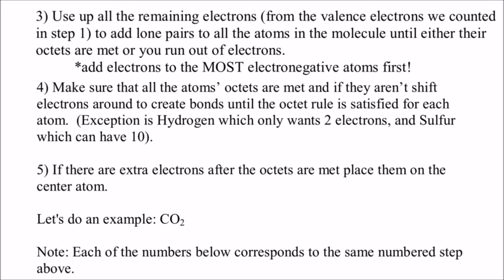Alright, so that was step 3, just if you're following along here. We used up all the remaining electrons until we ran out, and we did it by adding electrons to the most electronegative atoms first. Now we have to go back through and make sure that all the atoms' octets are met, and if they aren't, we're going to shift those electrons around to create new bonds so that the octet rule is satisfied.